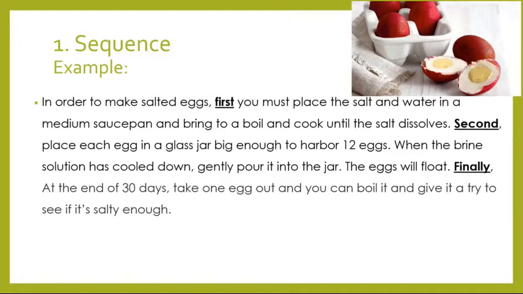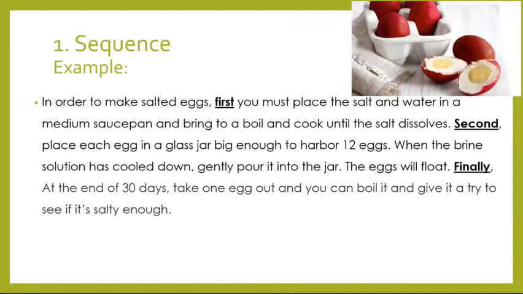Now, let us look at all the clue words. Our clue words are first, second, and finally. And if you read the entire paragraph, what is it about? It is about how to make salted eggs. So to make salted eggs, there is a step by step. For example, what's the first step? You must place the salt in water. And then what's the next step? Second, place each egg in a glass. And what is the third and final step? Finally, at the end of 30 days.